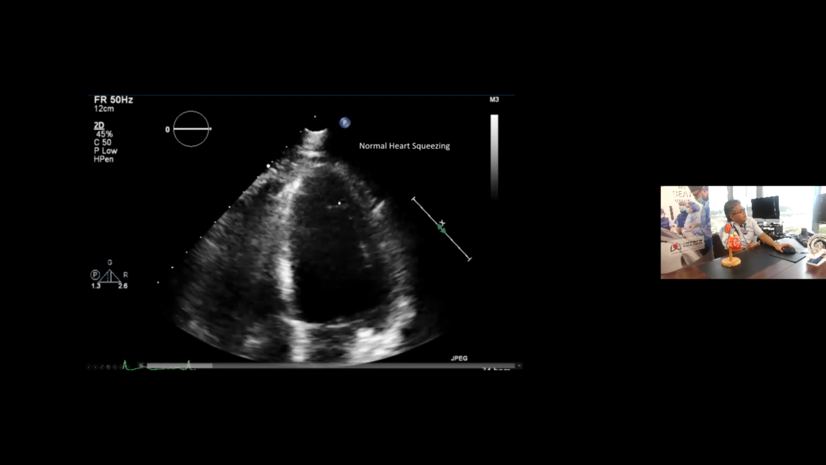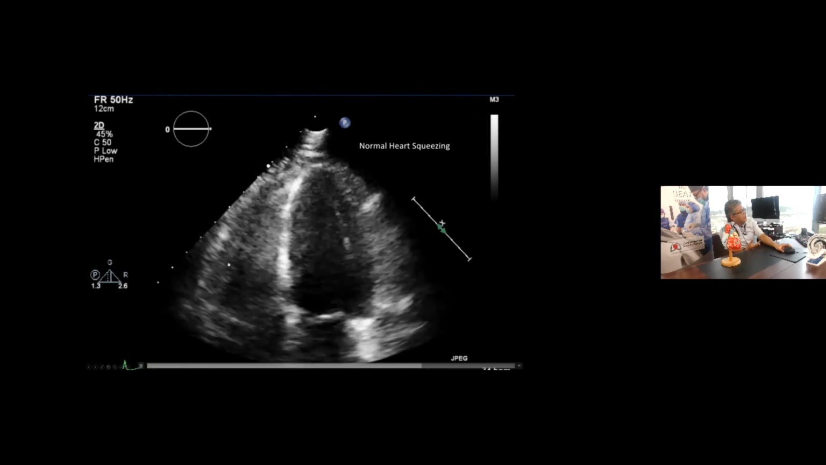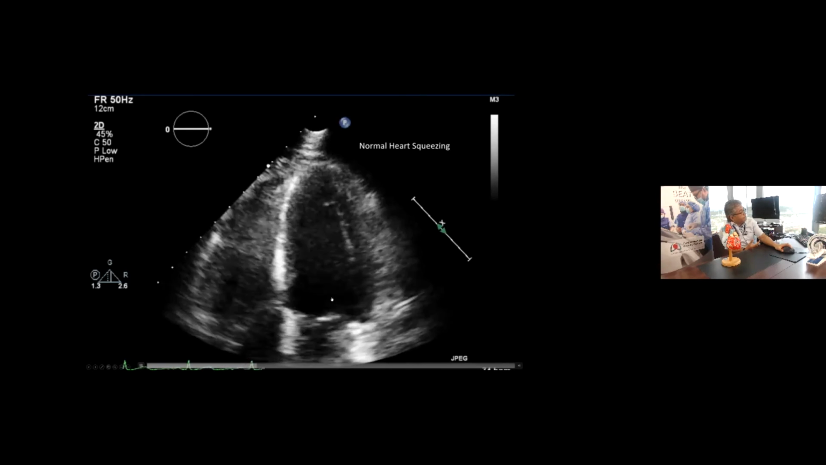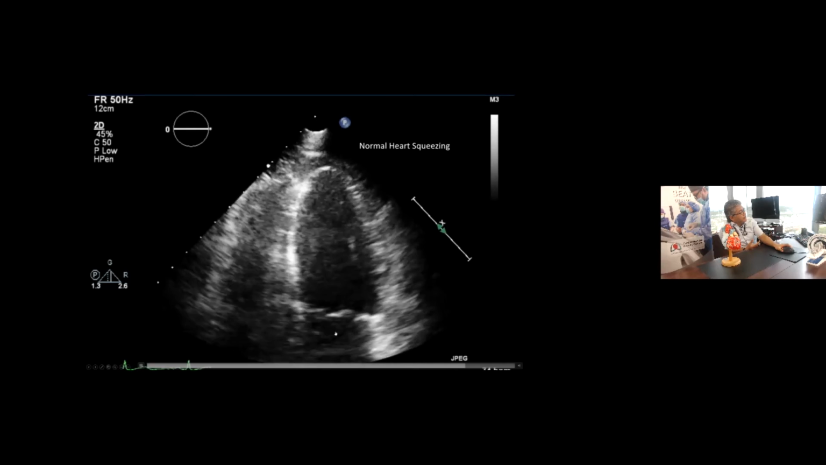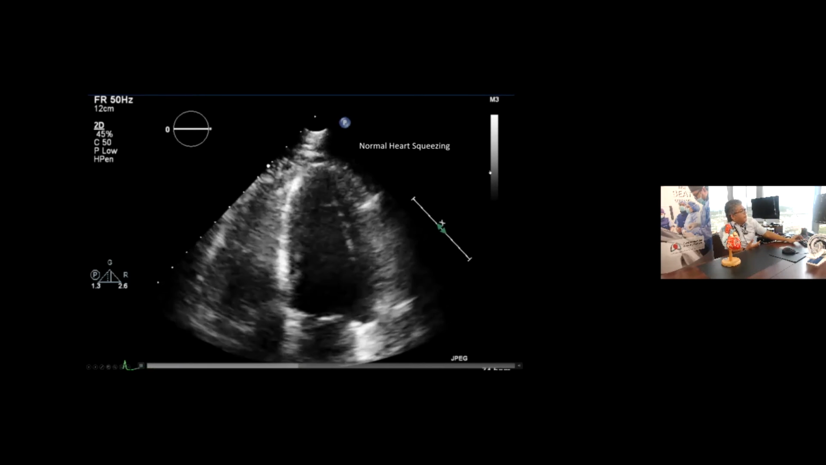This is another view. This is the left ventricle. This is the right ventricle, the right side of the heart. But the left actually does most of the work. And again, we can see that all the walls are squeezing normally. The valve is opening and closing normally. So this is what a normal echo looks like.